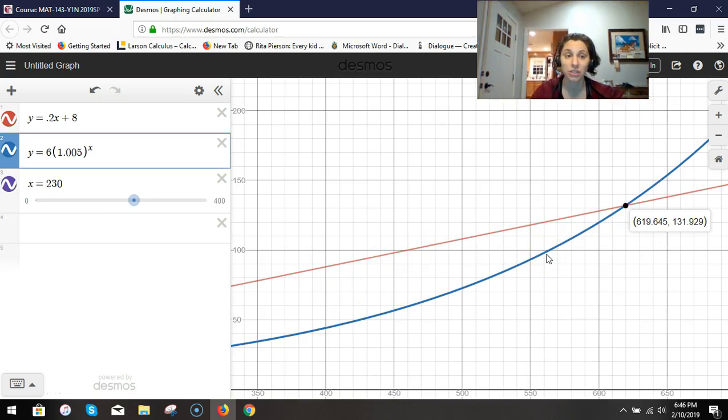So that's how you're going to use Desmos to help you with that lab, and it helps you find these intersection points. So you're looking for the X point. That's going to tell you the years after which you started. And that's how you use Desmos, and that's what the intersection points mean.